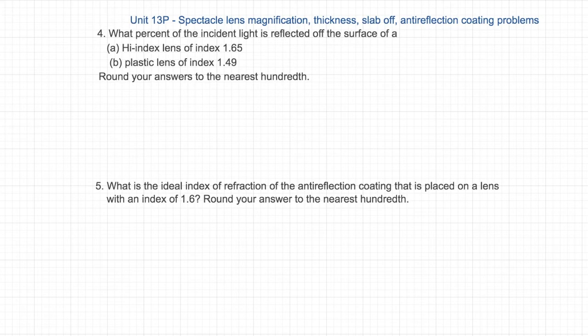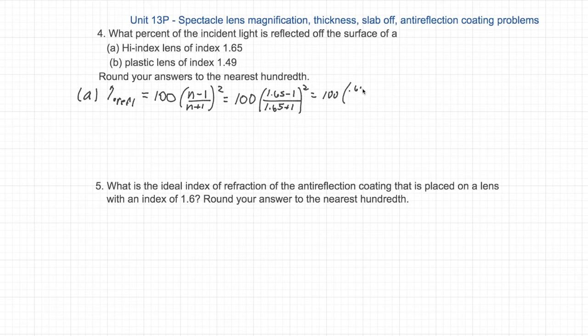Question 4, what percent of the incident light is reflected off the surface of A, a high index lens of index 1.65, and B, a plastic lens of index 1.49? Round your answers to the nearest hundredth. So the formula for percent reflection equals 100 times n minus 1 over n plus 1 squared. We plug in 1.65 for the index.